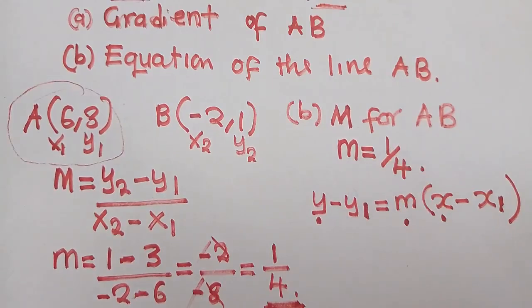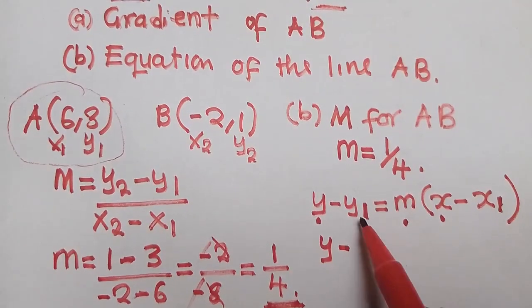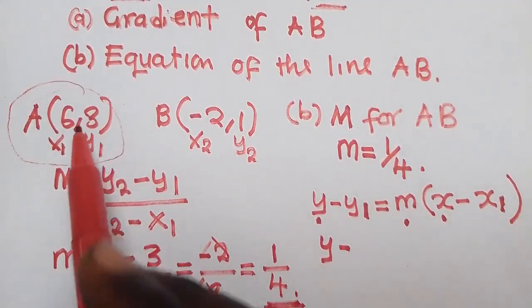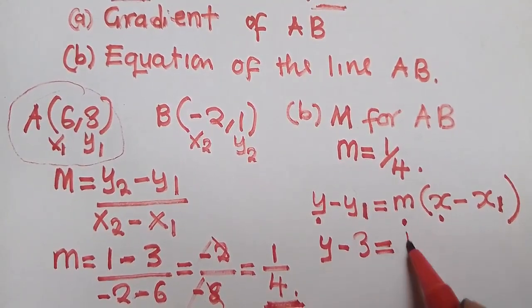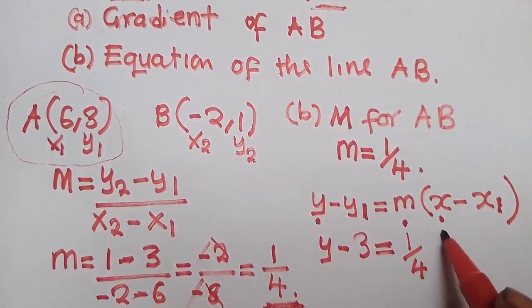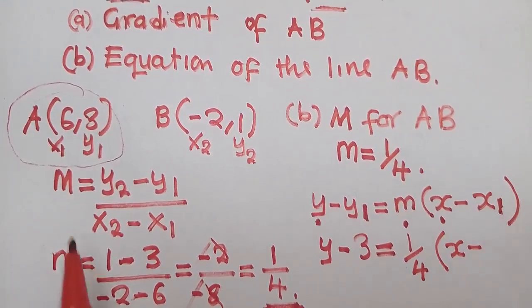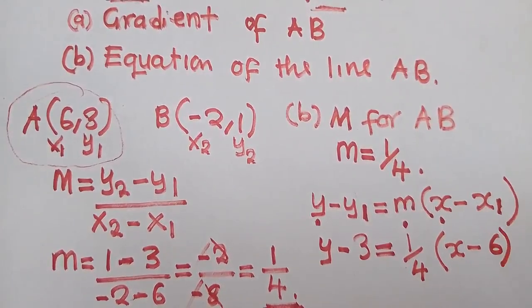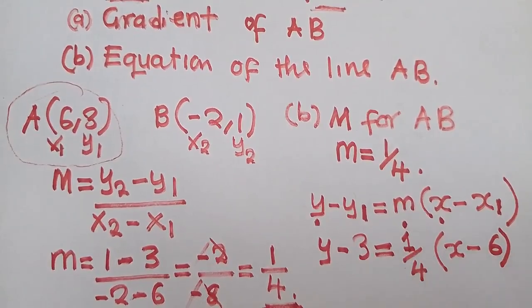So what you need to do from here is very simple. You just say y minus, what is your y1? You check, y1 is 3. So you say y minus 3 is equal to, what is your gradient? 1 over 4. x maintains, minus, what is your x1? x1 is 6. You put a 6 there. This is what you are going to do.